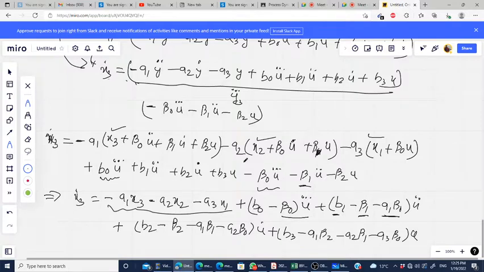u dot पे आ जाए, u dot पे कहाँ कहाँ जाना, चेक कीजिए. Minus of a1 beta 1, minus of a2 beta naught, and then b2, and then beta 2. ठीक है. And similarly you can write for the u term.